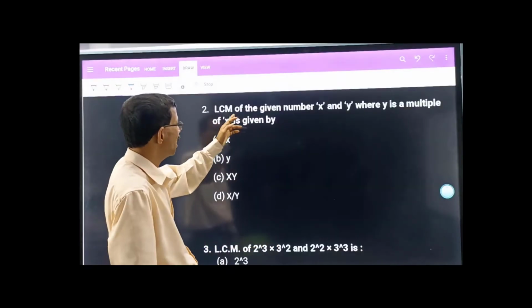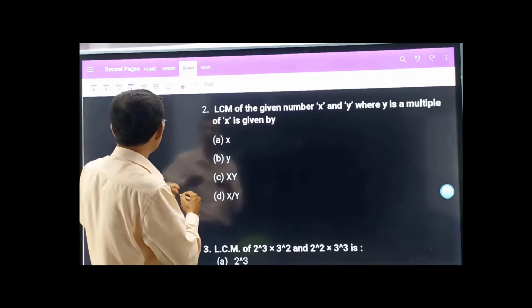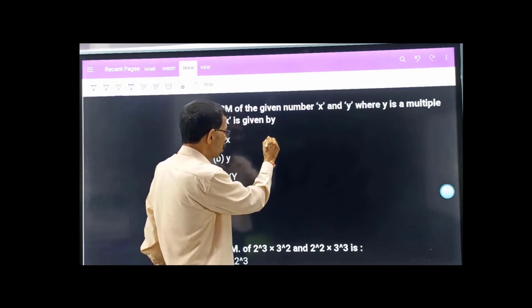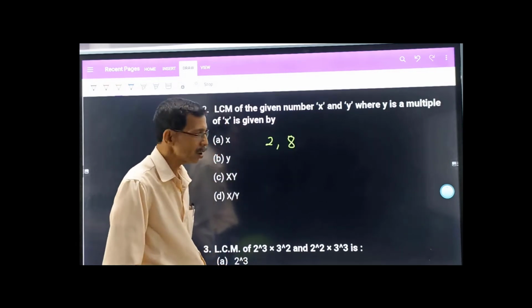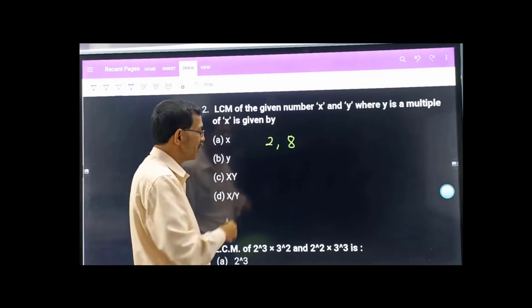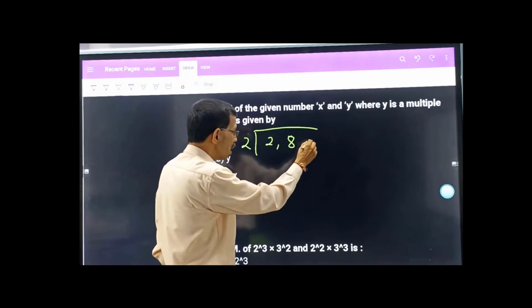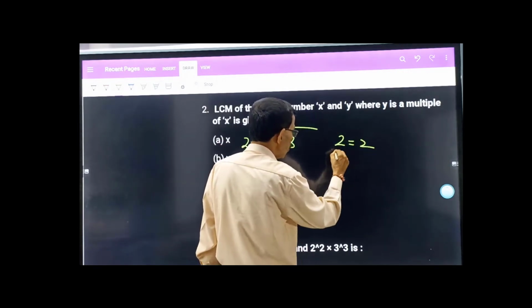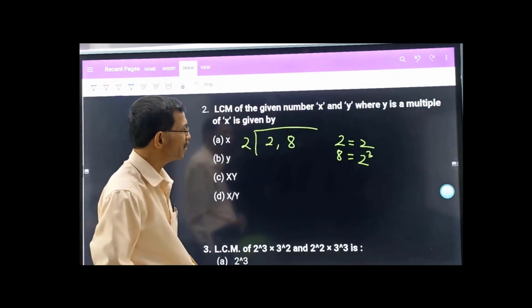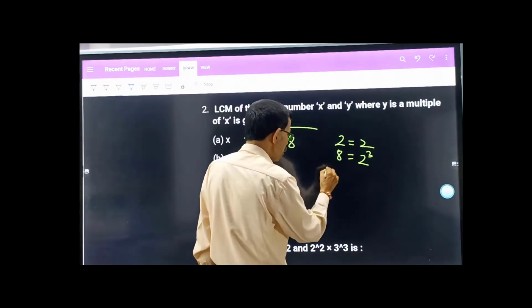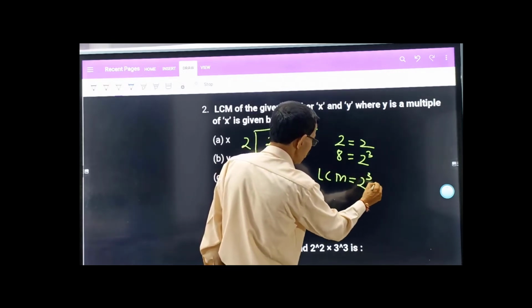Question number 2. LCM of the given numbers x and y, where y is a multiple of x, is given by. Now here let us take an example. 2 is a number and its multiple, if I take for example, is 8. Then what is the LCM of this? We can find out like this, or we can find out by the factor method. 2 is equal to 2 and 8 is equal to 2 cube, and we take the highest power of 2. So the LCM is equal to 2 raised to 3, which is equal to 8.